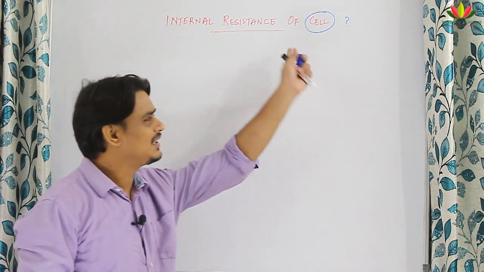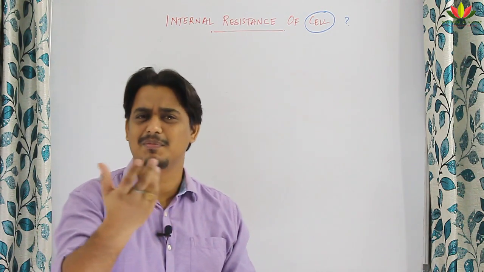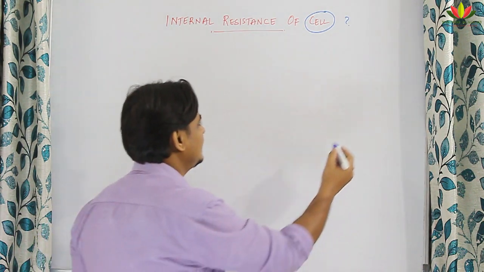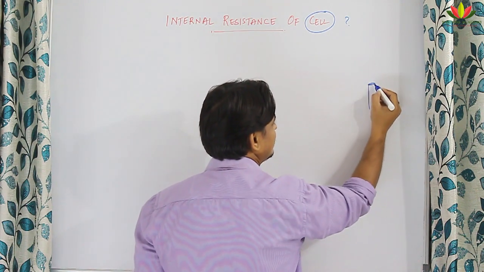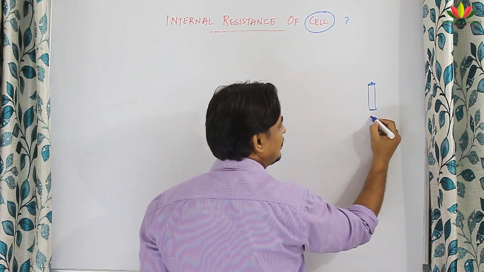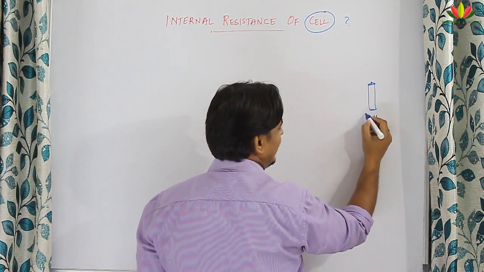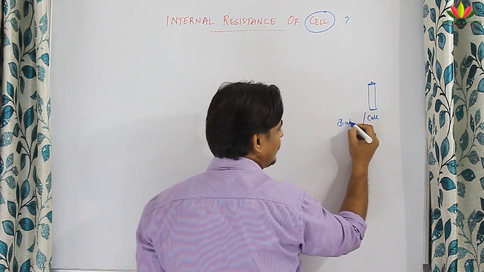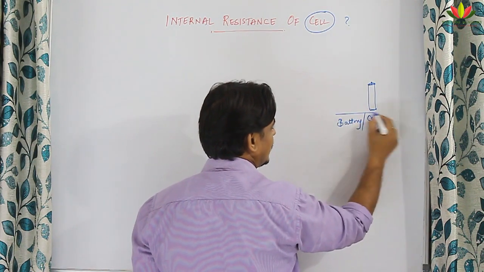A cell, like what you see in the batteries, in the remote or in places like this, looks like this, right? We call it a cell or a battery. This is a battery or a cell. A battery is nothing but a combination of cells. I already have told you about it, right?